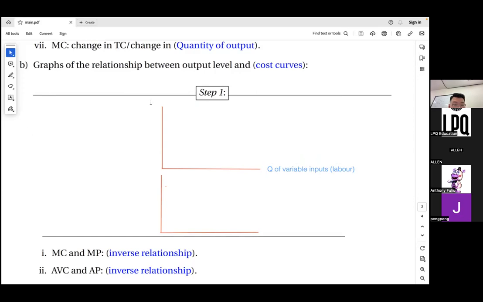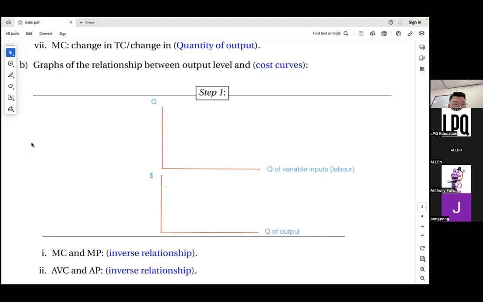Okay, and this one is Q, because the first graph is about the production curves, right? I label the lower half horizontal axis by Q of output. And I label this one by dollar sign.